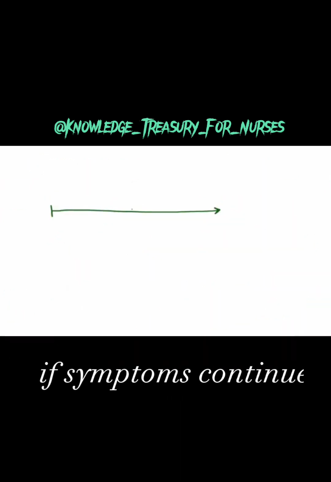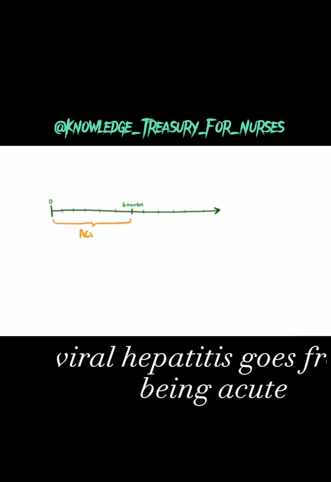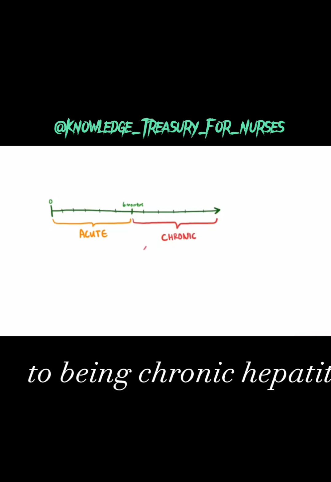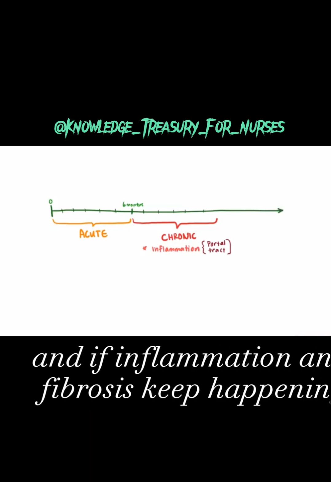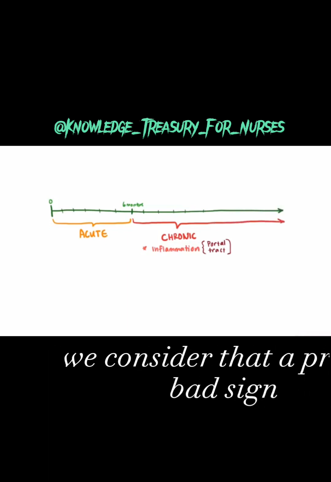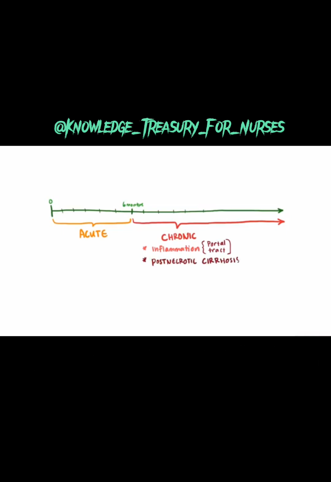If symptoms continue or the virus sticks around for more than 6 months, viral hepatitis goes from being acute to being chronic hepatitis. At this point, inflammation mostly happens in the portal tract, and if inflammation and fibrosis keep happening, we consider that a pretty bad sign, since it might be progressing to post-necrotic cirrhosis.